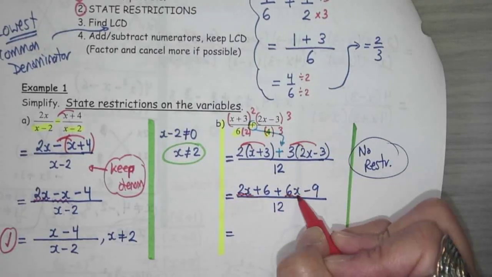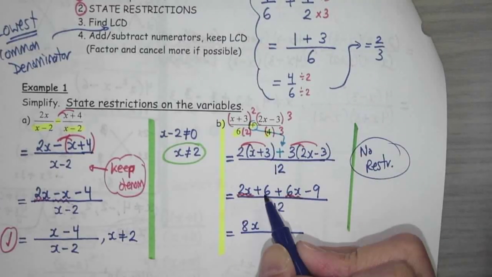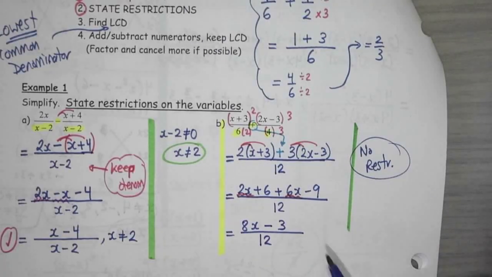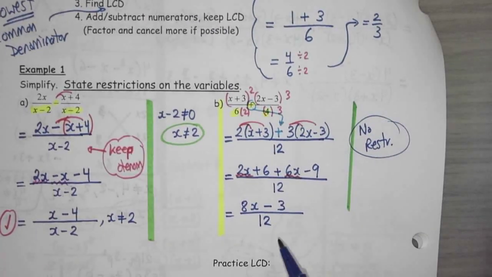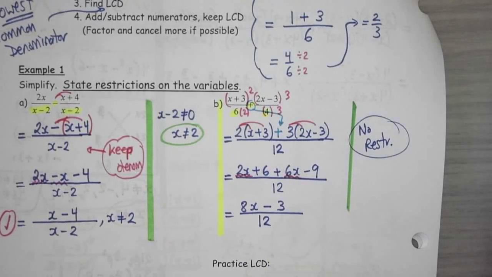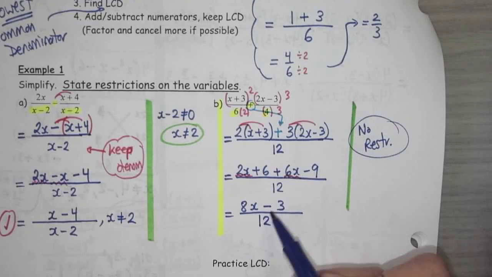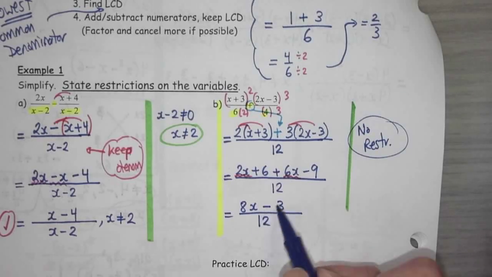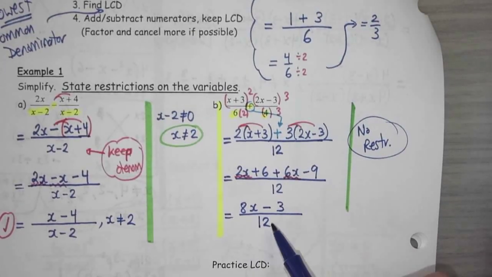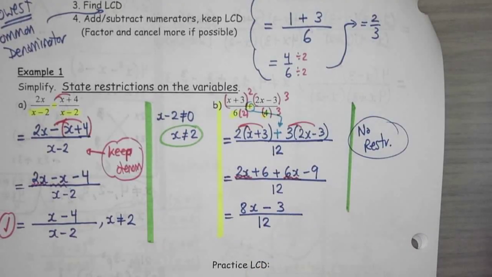So 2x and the 6x is 8x. And 6 minus 9, so negative 3 over 12. Okay? And now we have a binomial on a monomial. We can't cancel those guys out. One's a binomial, one's a monomial. People are like, oh, can I cancel? Nope. Binomial with a monomial, we don't cancel unless we're going to cancel the whole thing with the 12, get 12 into both of them. If we can cancel both, that's okay, but we can't.